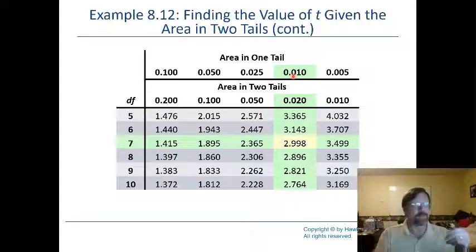So you should notice that the area in two tails, well, it does correspond to confidence. The probability for the area in two tails is always exactly double the area in one tail portion. So we're after 0.02 or 0.01 on each tail, and 7 degrees of freedom is 2.998.